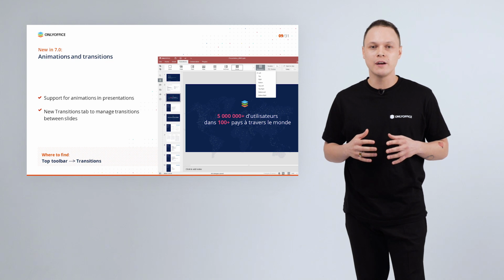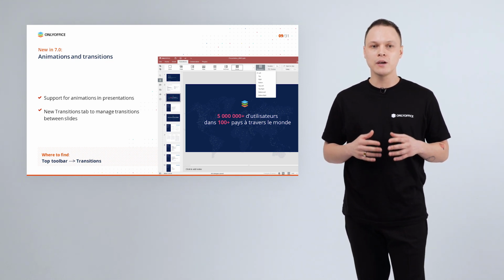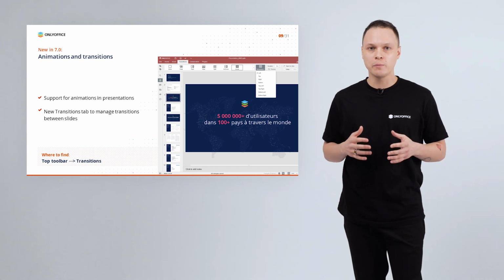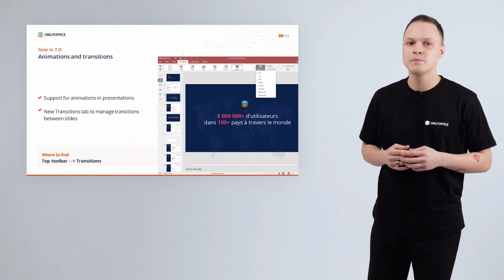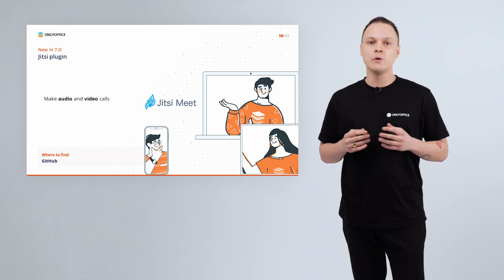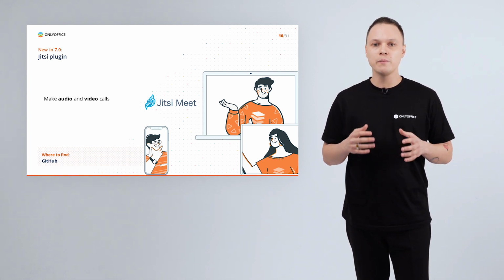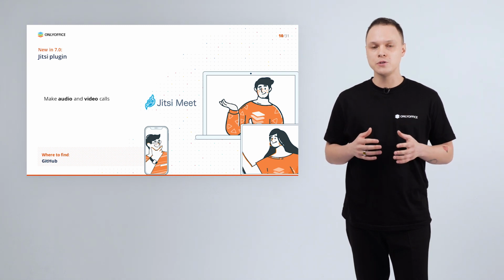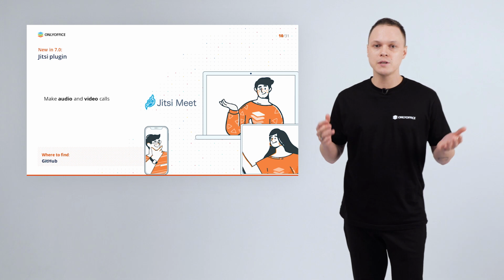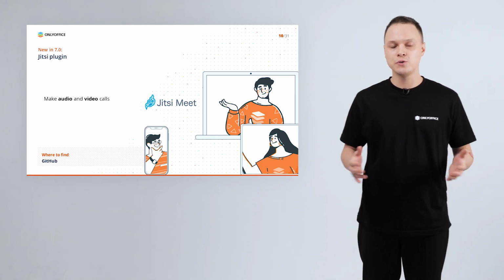Presentations became more alive. Transitions for slides are located in the new Transitions tab, and now ONLYOFFICE also plays animations in presentations. There is good news in plugins as well. Now you can add Jitsi, a very popular open source conferencing tool, to make calls directly from ONLYOFFICE Docs, and this basically adds a whole new dimension to your collaboration process. You can visit our GitHub to find more information about it.